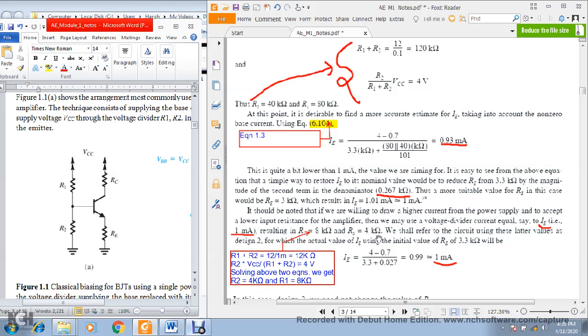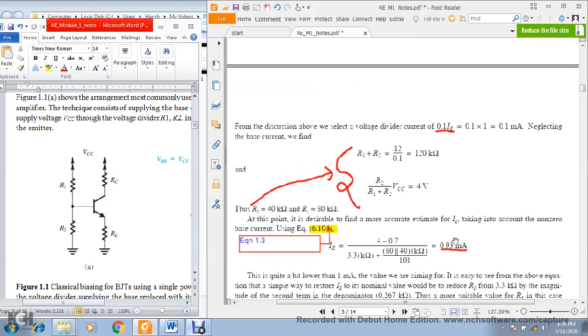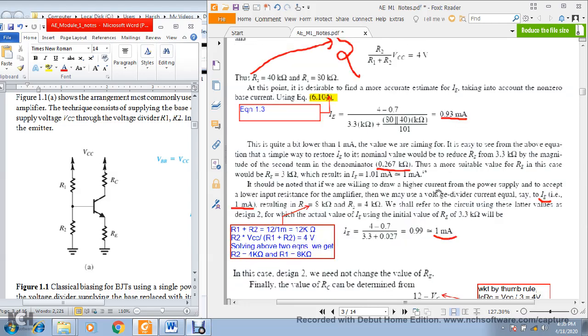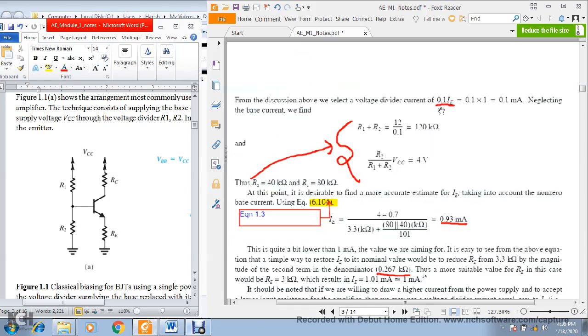You can see here. And taking Re equal to 3.3 kilo ohms, as usual, the same Re value we solved for earlier, you take it here and you get IE equal to 1 milliampere. So either way you can do it: either you take the divider current as IE or you take the divider current as 0.1 IE.